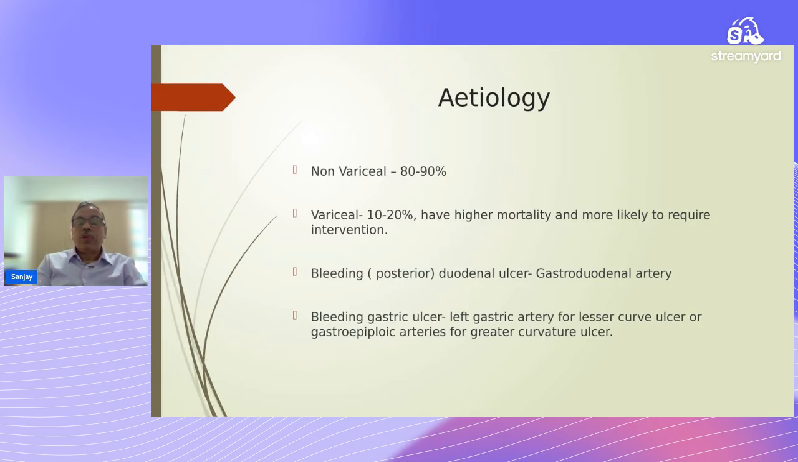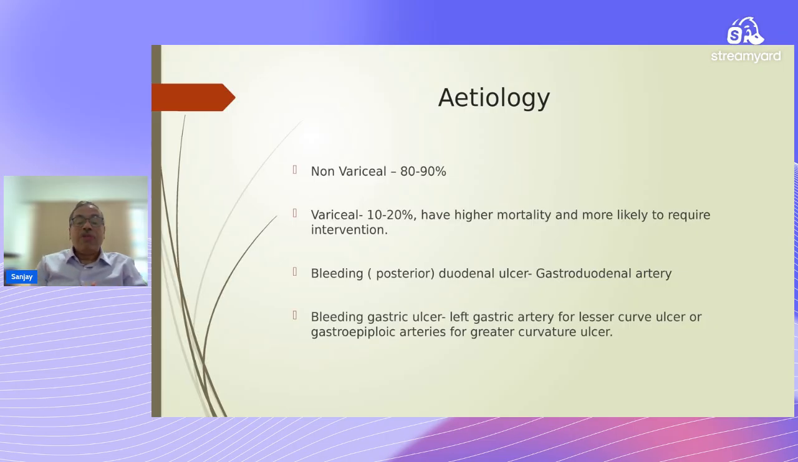Now we'll come to the etiology, which would also cover the etiological classification of upper GI hemorrhage. Traditionally, upper GI hemorrhage has been divided into variceal and non-variceal hemorrhages. The non-variceal hemorrhages form the major chunk of the causative factors for upper GI hemorrhage. They form about 80 to 90% of all causes.